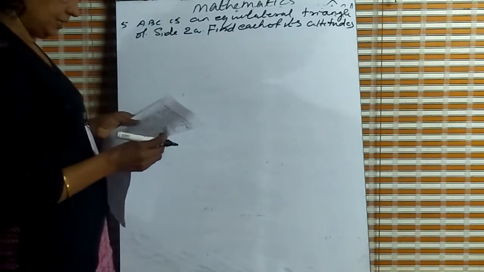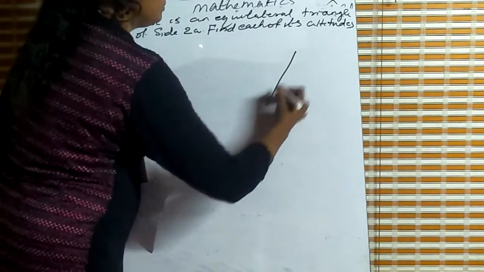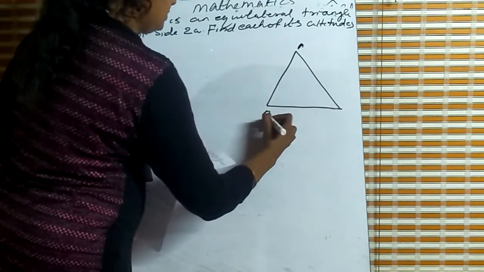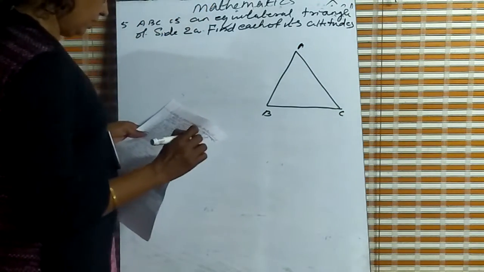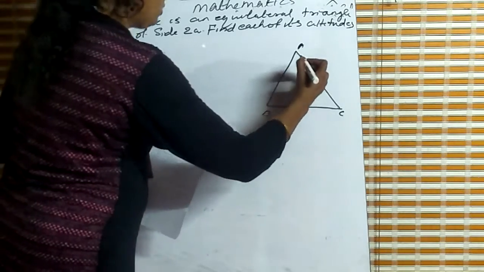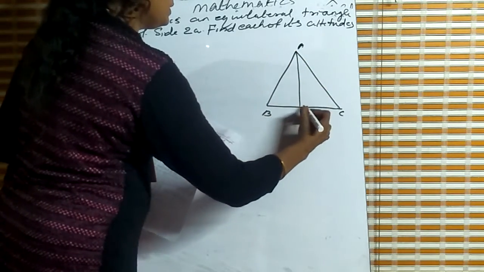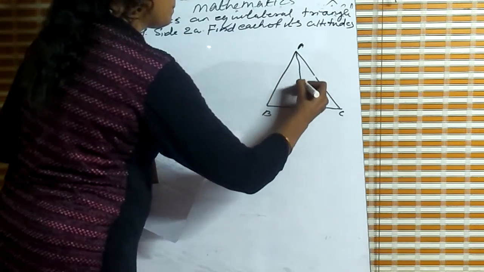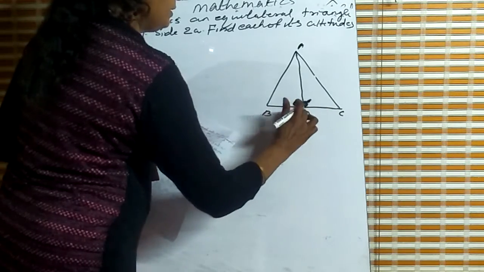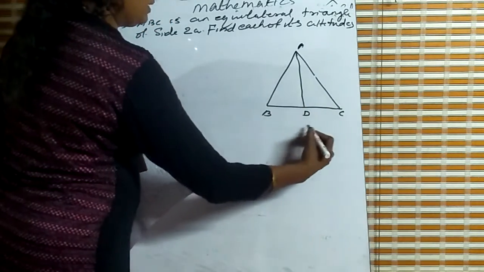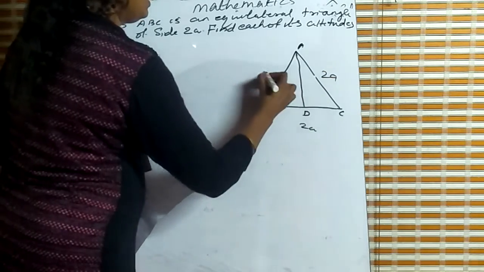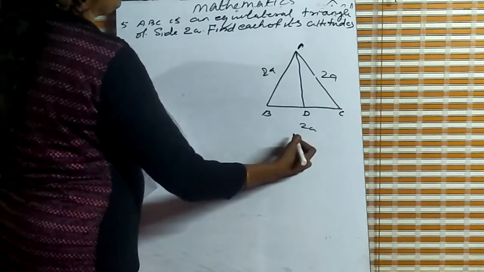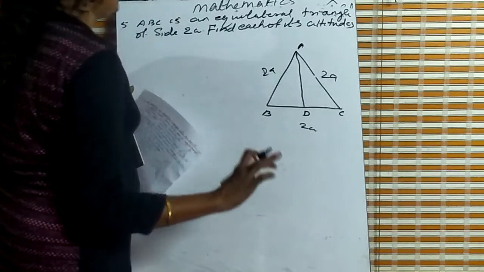Question: ABC is an equilateral triangle. All sides are equal, and its altitude is AD. AB is equal to BC is equal to AC, equal to 2A. These three sides are equal and it is equal to 2A. Find the altitude. We have to find AD is the question.